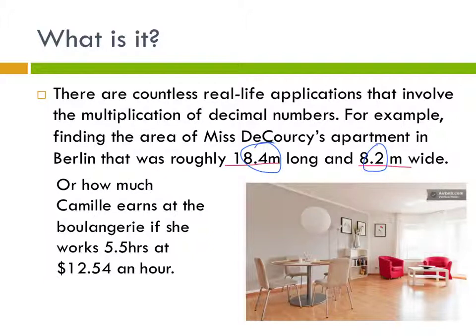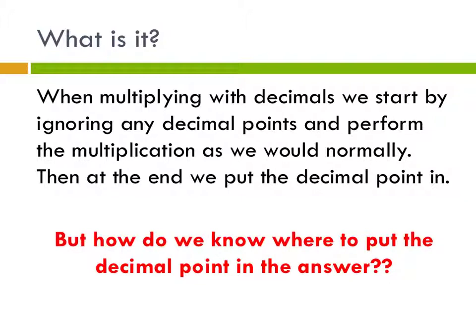Or if you wanted to work out how much Camille would earn working at the Boulangerie if she works 5.5 hours at $12.54. They're not to the power of 10. So today we're going to work out exactly how we work those out. We're multiplying with decimals.